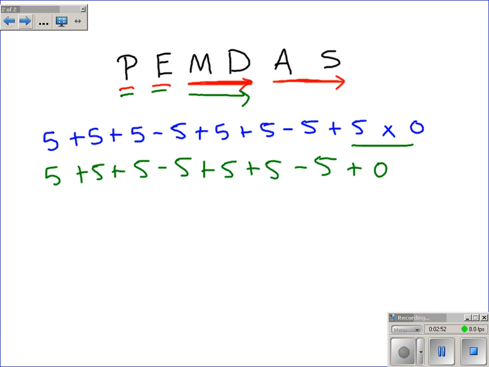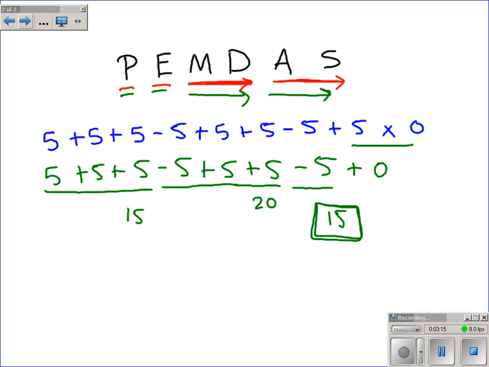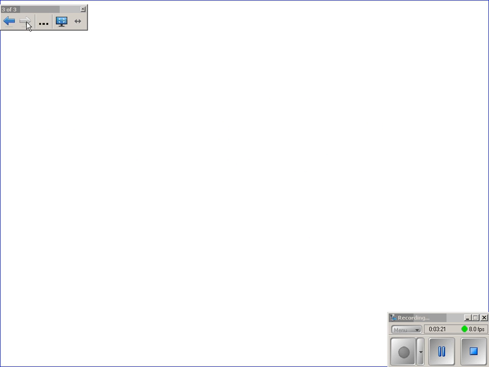Now I will add and subtract from left to right. So 5 plus 5 plus 5 is 15, minus 5 is 10, plus 5 is 15, plus 5 is 20, minus 5 is 15, plus 0 is 15. So the answer I get is 15, and that is the answer to this question. Okay, let me give you a few more examples.